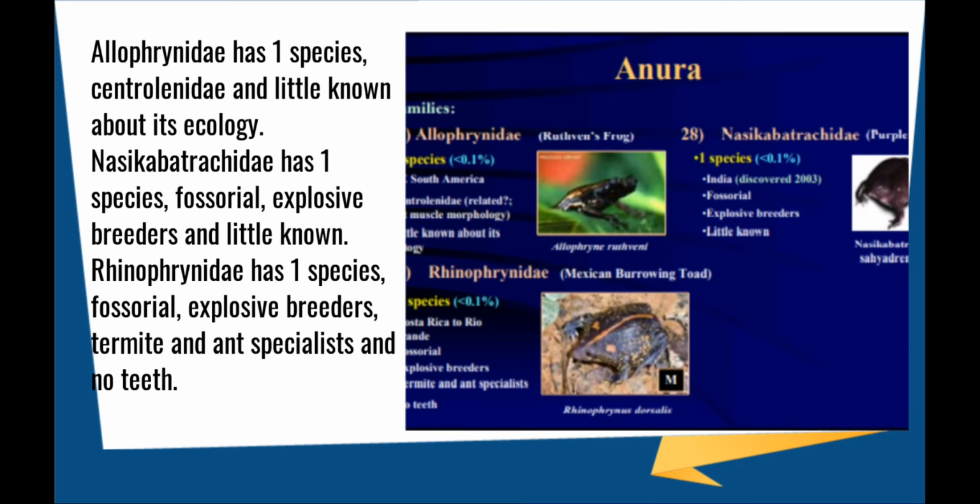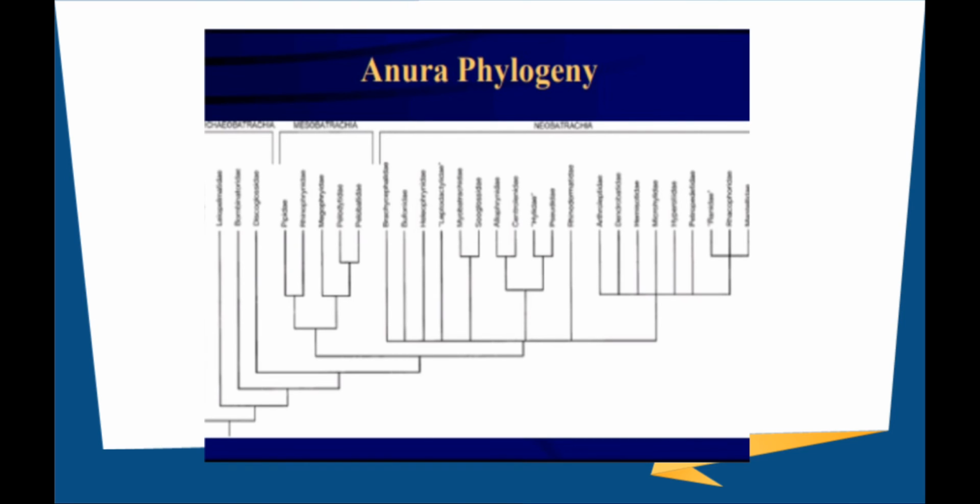The Allophrynidae has only 1 species, related to Centrolenidae, and little is known about its ecology, while the Nasikabatrachidae and Rhinophrynidae have only 1 species also, and are fossorial and explosive breeders. The Rhinophrynidae is a termite specialist and has no teeth. So here is the phylogeny of order Anura.